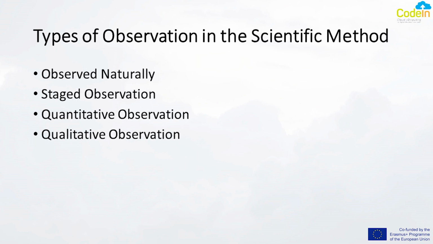The scientific method consists of a series of steps used by scientists to conduct experiments. A scientist's observation of the world is crucial because it leads to a scientific hypothesis. It is the first step of the scientific method and can be presented in two ways, either as natural or staged observation. In addition, there are two types of observation, qualitative and quantitative. Understanding these definitions has a major impact on planning a scientific experiment.